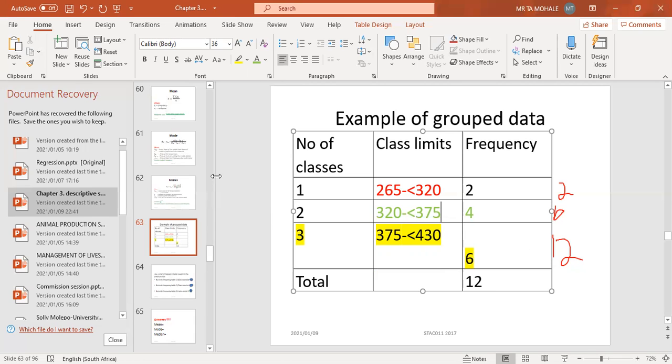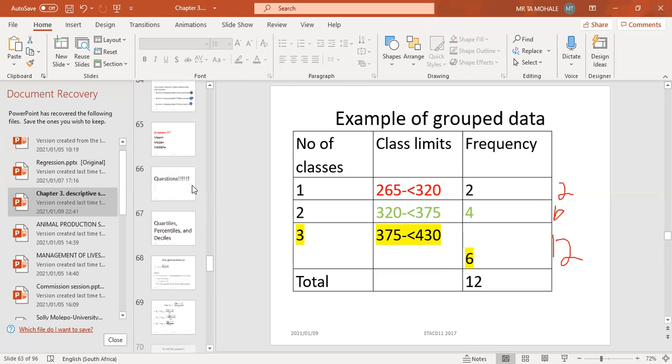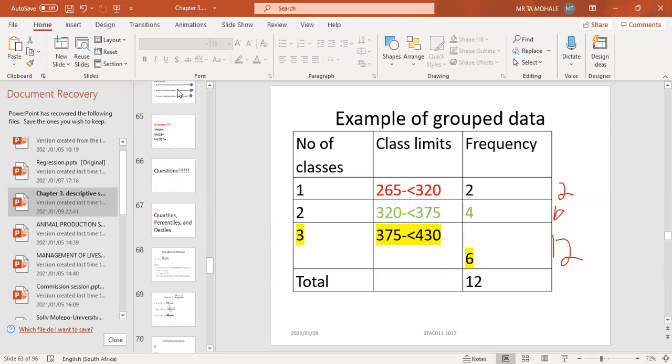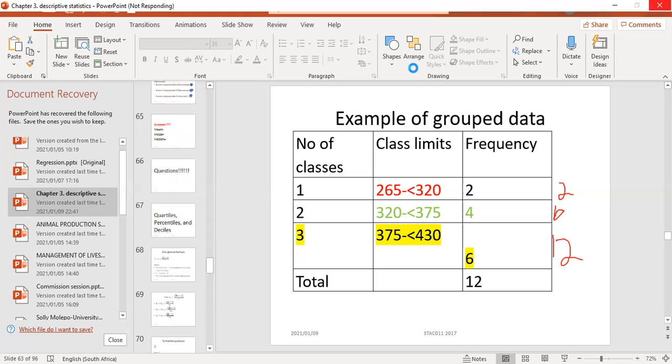So what else do we need to calculate? Is there anyone who would fail to calculate? Is there anyone who will fail to calculate this? No. Okay. Thank you.